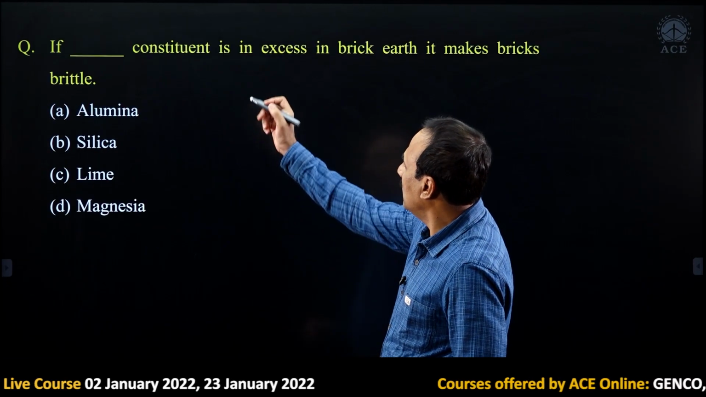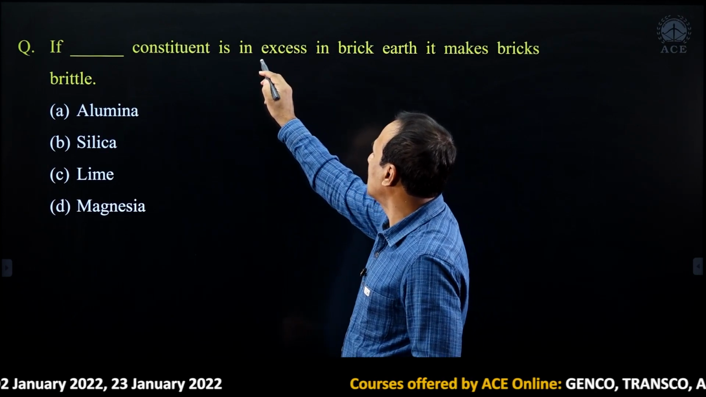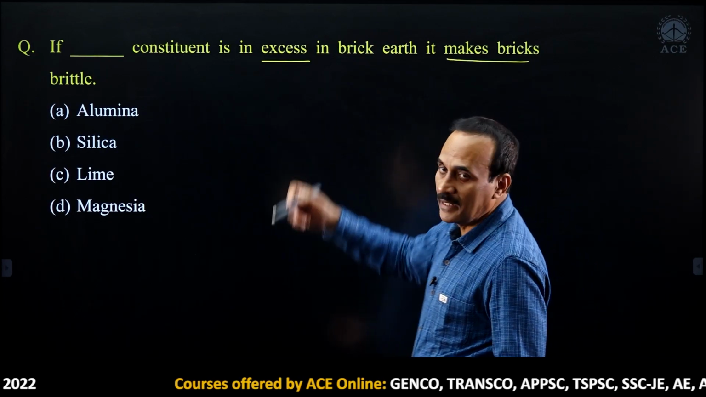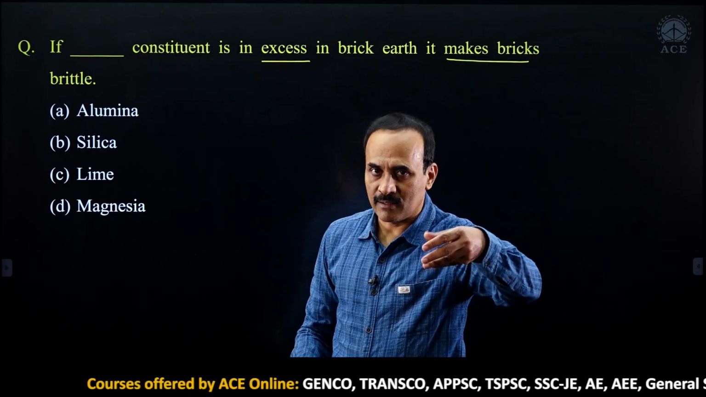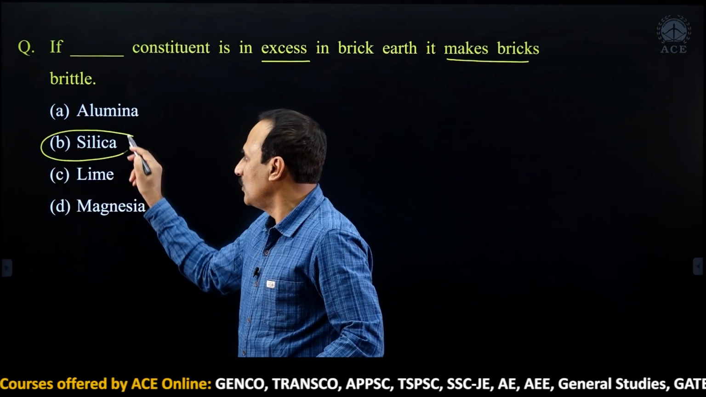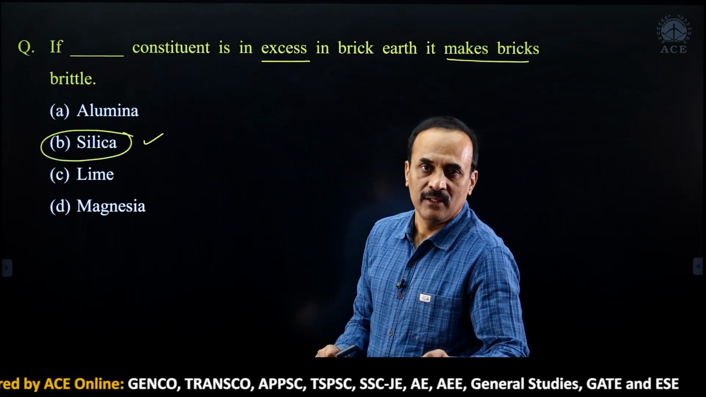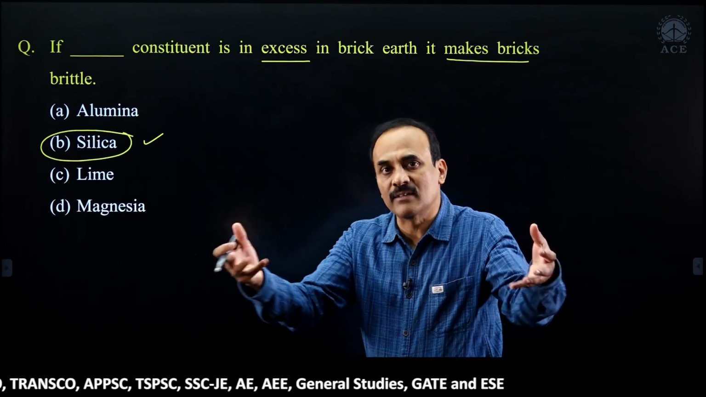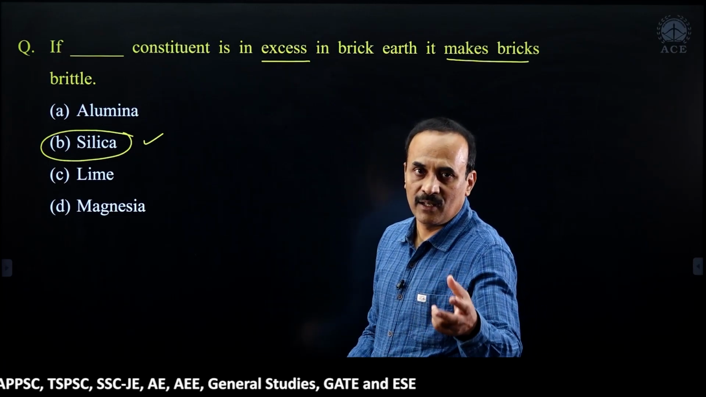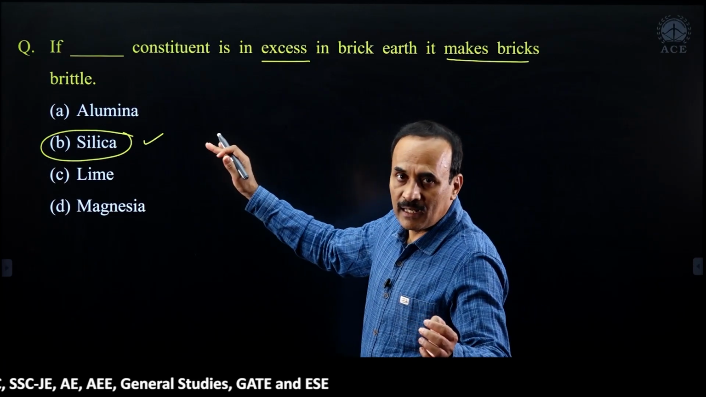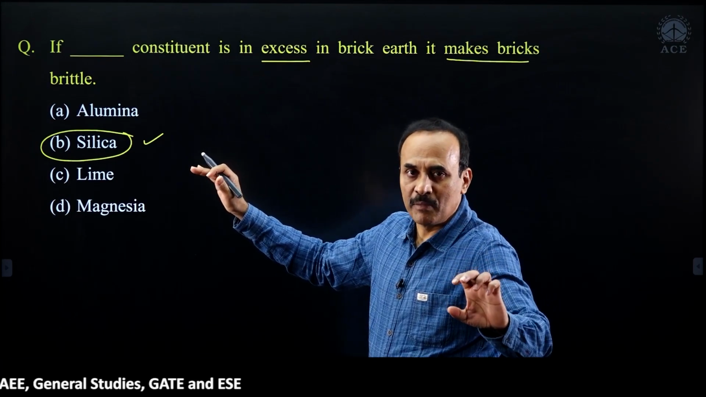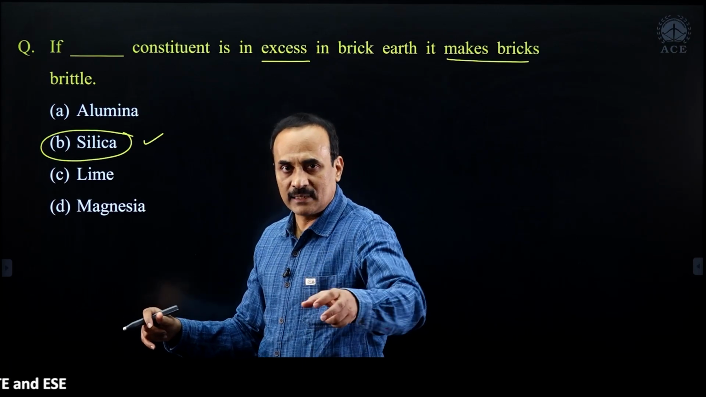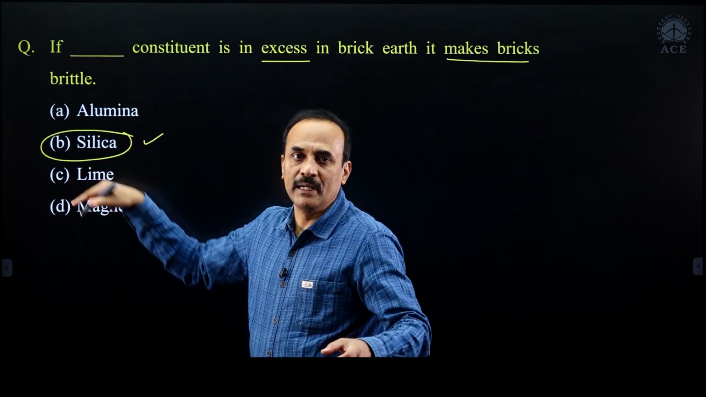See this, if a dash constituent is in excess in the brick earth, that makes the brick brittle. Whether it is a brick or a cement, the excess of silica will make it brittle. So, silica content, sand content, if it is excess, it becomes brittle. It breaks with sudden loading. So, silica content should be as per the requirement only. Don't go beyond a particular limit. So, excess of silica makes the brick a brittle brick.